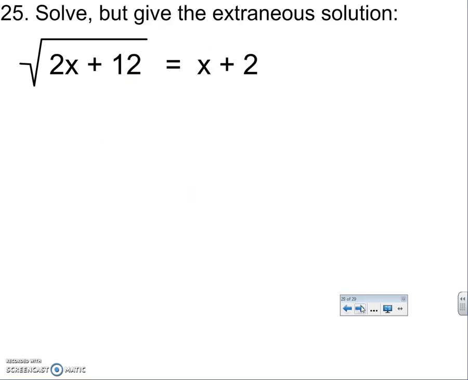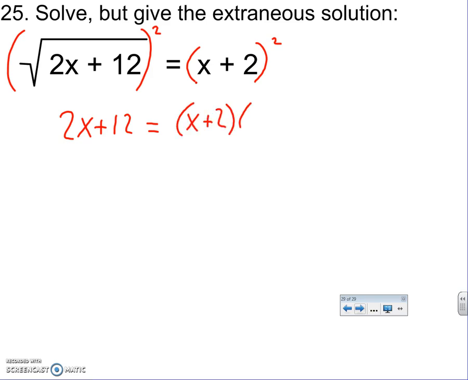Solve, but give the extraneous solution. So here's the weird one. We're going to solve like normal, like the last one. You're going to square both sides. Now be careful here, because on the right side you have to do something special. The left side is easy, 2x plus 12. The right side, you have to FOIL. That is x plus 2, all squared. You cannot distribute the exponent because that's not a single term.